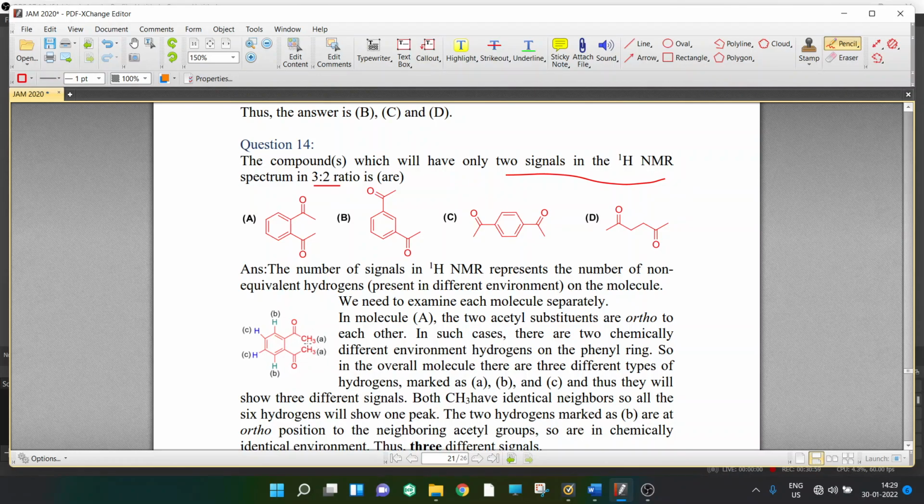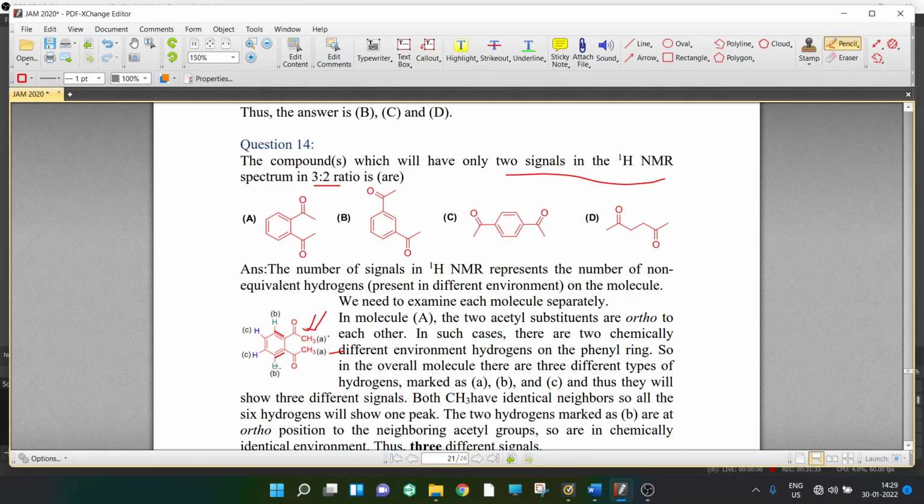It has CH3. If I move from this CH3, I get CO; if I move from this CH3, I get CO; if I move here I get benzene, and if I move here, benzene. That means both these CH3 are in a chemically identical environment. So these two CH3 will show one single peak, right? So I have put them as A and A. If I move here, I am moving one position here and one position here. That means these two hydrogens are also identical, so I put them as B.